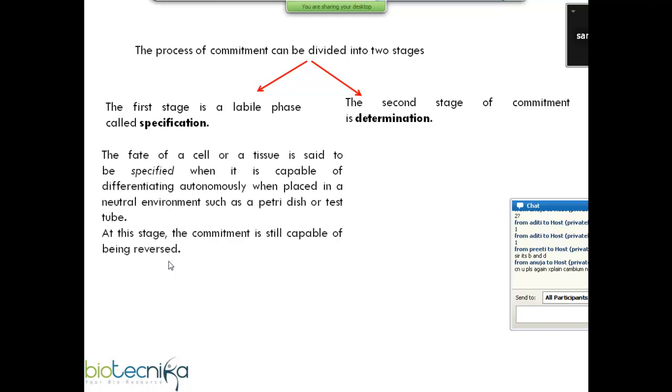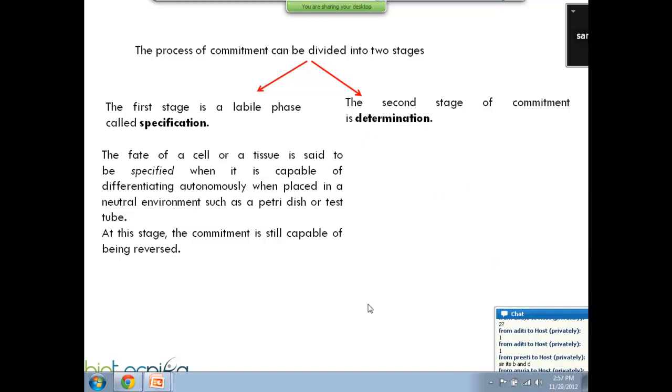So during specification, just remember this line: the fate of the cell or a tissue is said to be specified when it is capable of differentiating autonomously when placed in a neutral environment such as a petri dish or test tube. But at this stage, the commitment is still capable of being reversed. It is not fully committed. It is like a cat on the wall. It may be, may not be, maybe. That is called your specification.